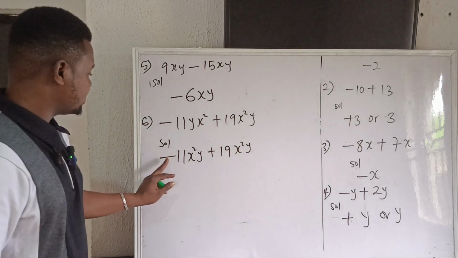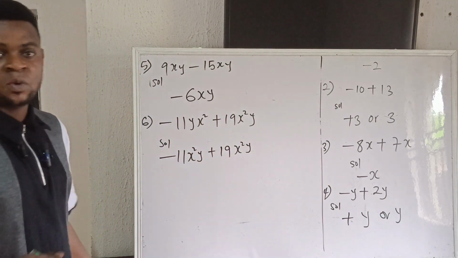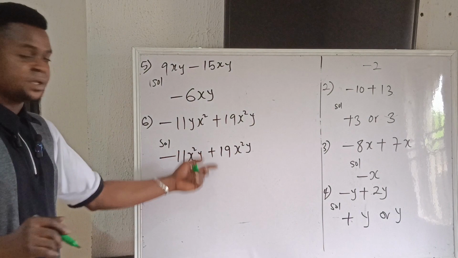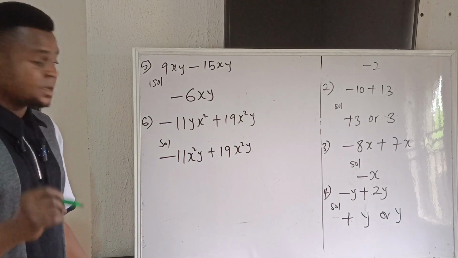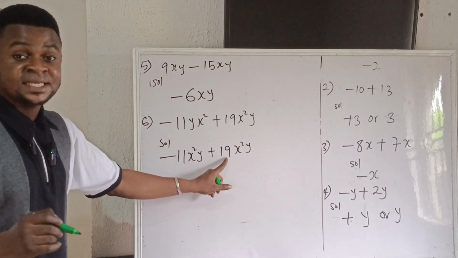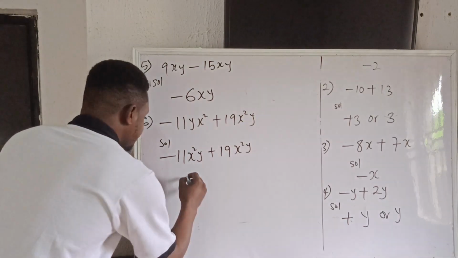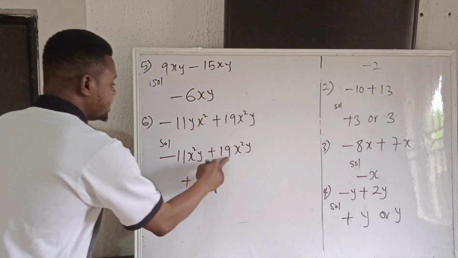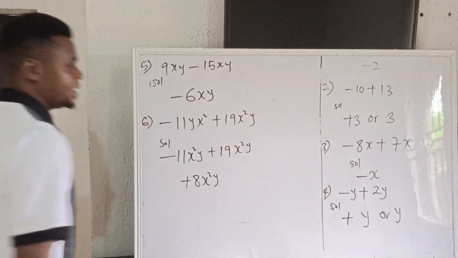Now, the sign for 11 is minus, the sign for 19 is plus. So this is different sign rule. So what sign will I pick? Will I be picking minus or picking plus? So what do you think I should pick? Definitely I'm going to select plus, since the larger number is 19 and the sign attached to it is what? Plus. So I'll come here and write plus. Then taking 11 from 19, I'm going to have 8. Then I'll put back my x squared y.